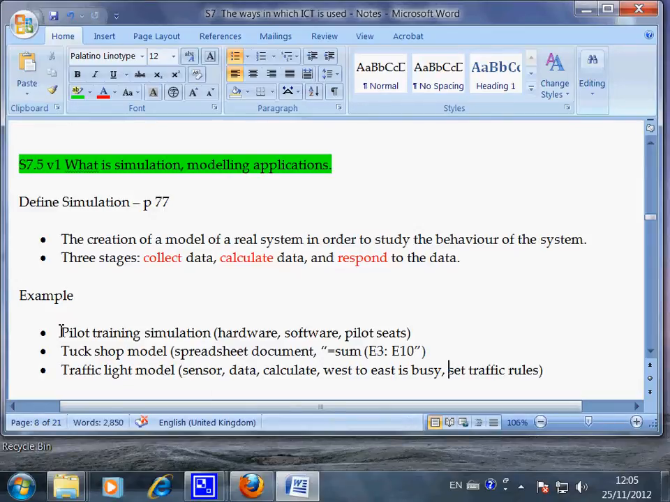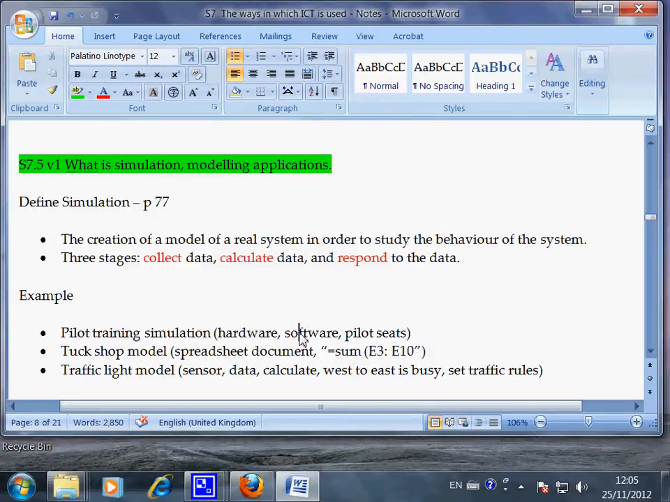Now you look at pilot training. This involves the use of hardware and software. So if you want a pilot training simulation, you are most likely to get something like the pilot's seat, and that's the hardware. And also you use a joystick, which is similar to the pilot's control of the aeroplane. And there is specially designed software that comes with it, and it's got a monitor as well.